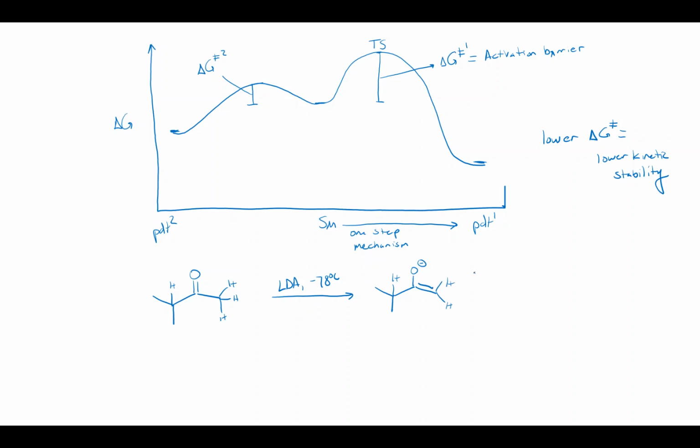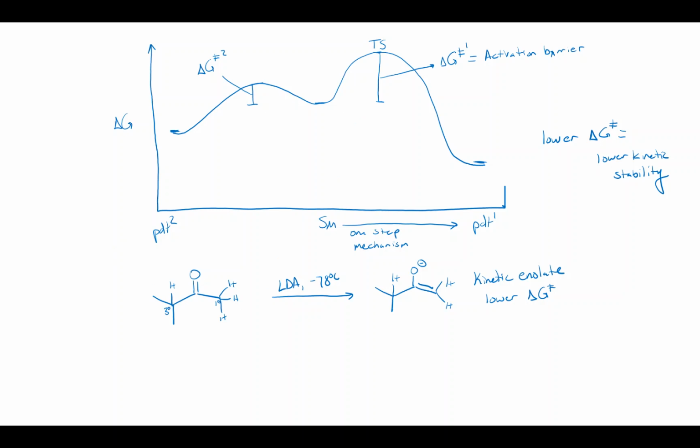Right, this will give you the kinetic product, what we call the kinetic enolate. This progresses through the lower delta G double dagger activation barrier. And the reason is because LDA is a very large base. It has a lot of steric repulsion. And so when that steric repulsion of those large bulky groups of LDA interact with our tertiary carbon over here, that creates a much higher energy, a much more strained transition state.